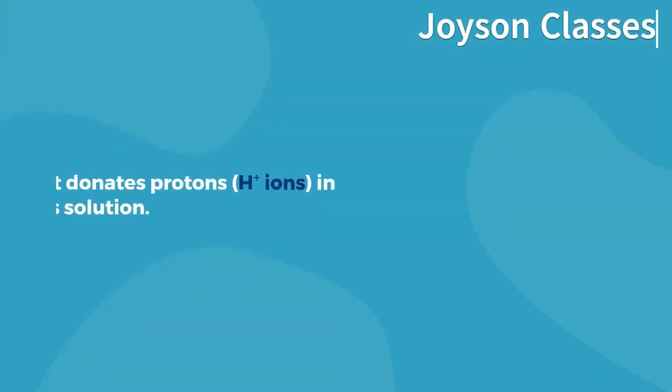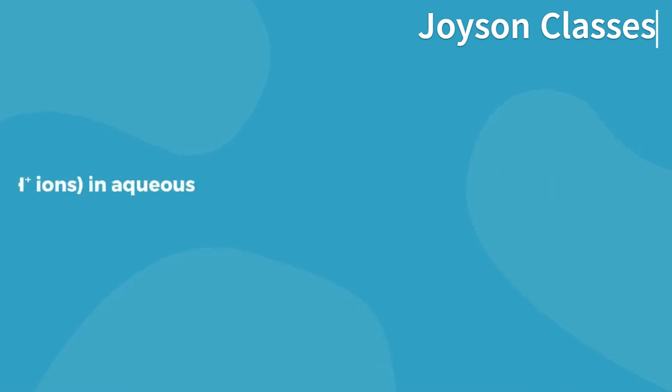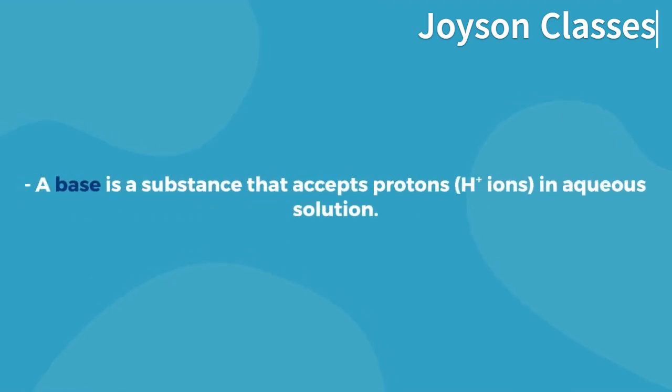1. Acids and bases. An acid is a substance that donates protons, H+ ions, in aqueous solution. A base is a substance that accepts protons, H+ ions, in aqueous solution.